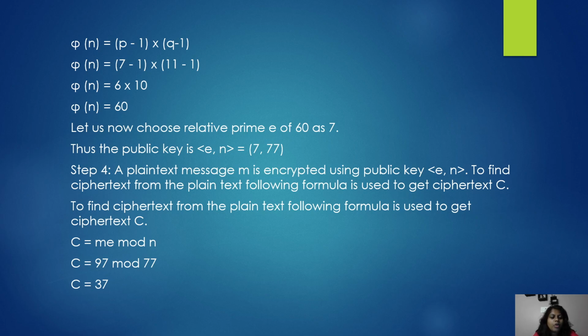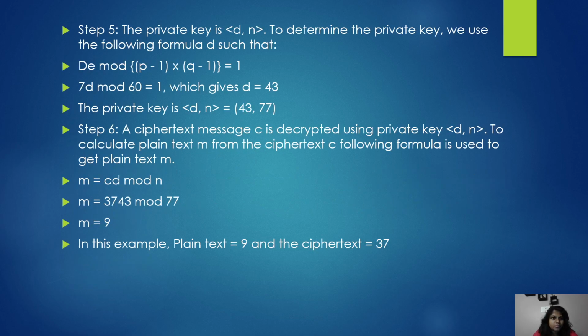Step 4: we are going to apply the M^E mod n formula, where 9^7 mod 77 gives 37. Therefore, C is equal to 37. Step 5: the private key is d comma n. To determine the private key, we use the formula d times E mod phi of n is equal to 1. So 7d mod 60 is equal to 1, which gives d equal to 43. The private key is d comma n, that is 43 comma 77.